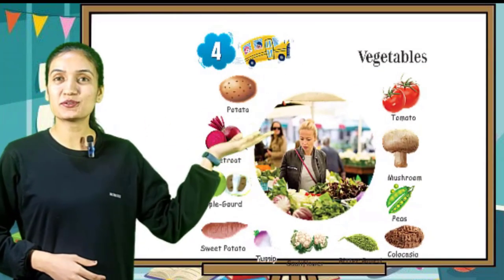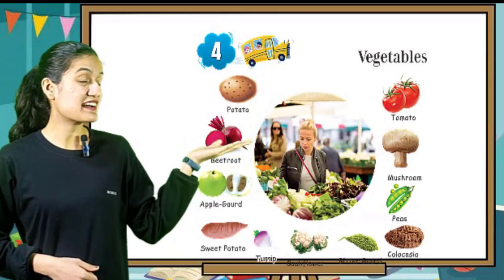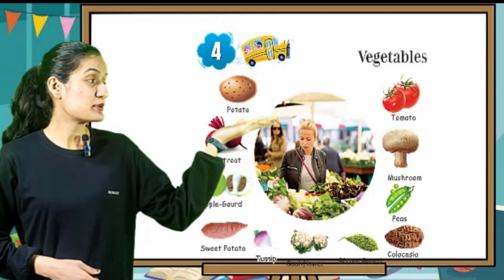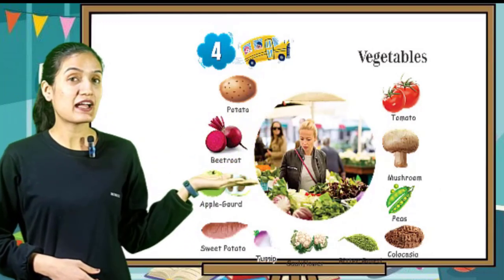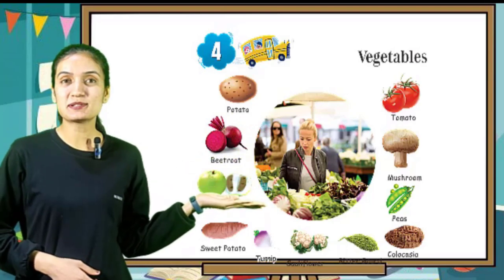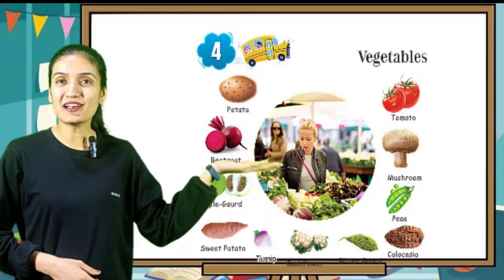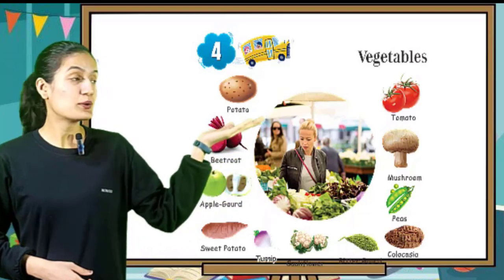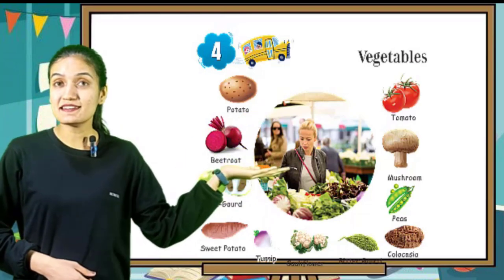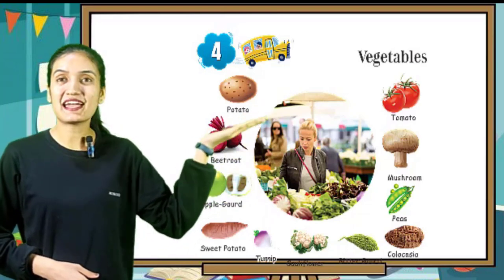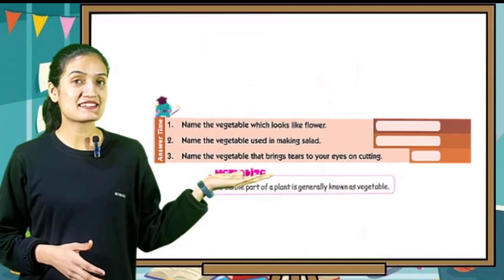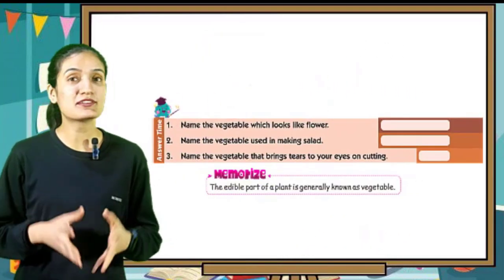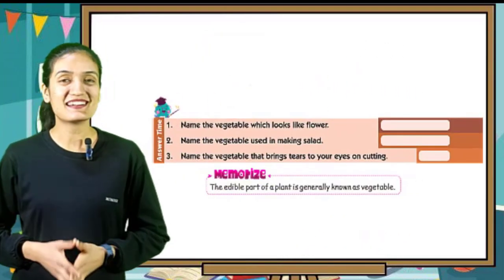Now, chapter number 4, vegetables. Here are some vegetables. Potato, beetroot, apple gourd, sweet potato, turnip, cauliflower, bitter gourd, colocasia, peas, mushroom and tomato. Answer time. Name the vegetable which looks like flower.